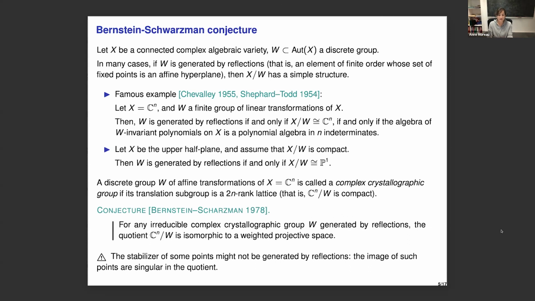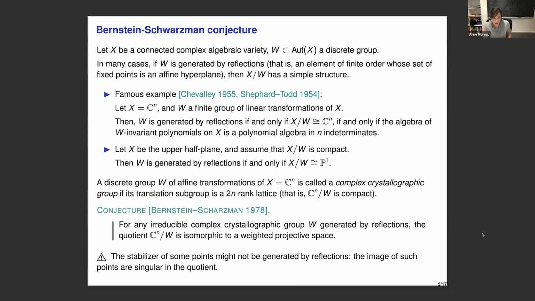And actually, this is not so surprising because also W is generated by reflections, the stabilizer of some points might not be generated by reflections. And the images in the quotient of such points are singular in the quotient. So here you see the singularity, and in fact weighted projective spaces are singular as well.